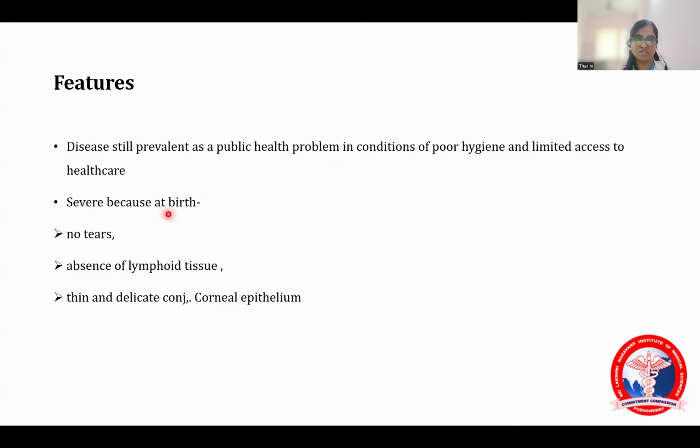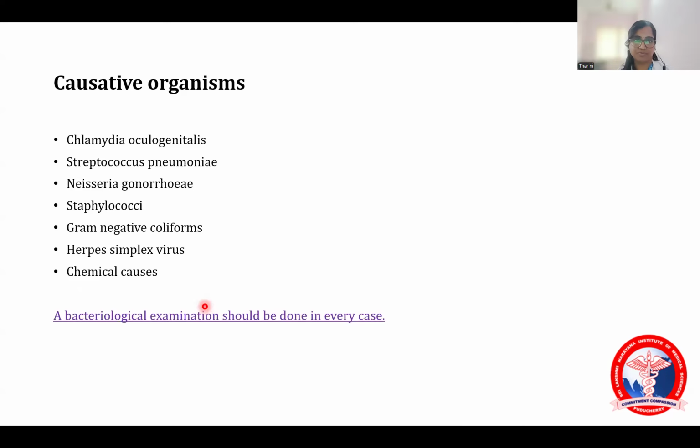It is severe because this is a condition happening in children at birth. Usually it is severe because at birth there are no tears and there is an absence of lymphoid tissue, and the conjunctival epithelium also is thin and delicate. That's why it's very severe in children presenting with ophthalmia neonatorum. The causative organisms include chlamydia, streptococcus, Neisseria gonorrhoeae, staphylococci, gram-negative coliforms, herpes simplex virus, and chemical causes. So, bacteriological examination is mandatory in each and every case presenting with ophthalmia neonatorum.